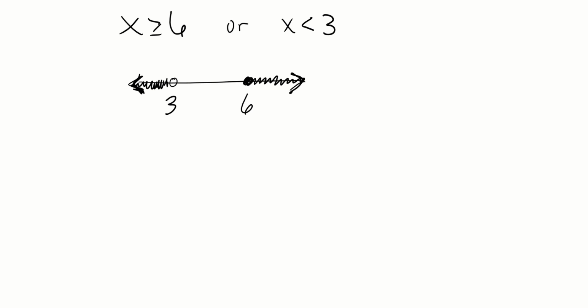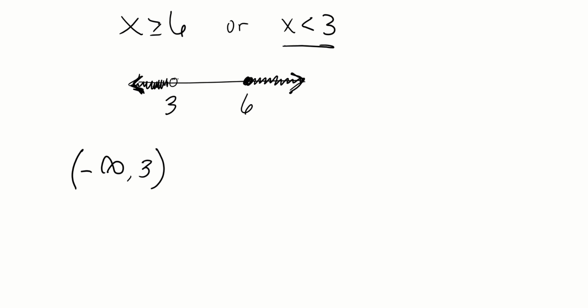Now, to denote this in interval notation, we're going to have to write two different intervals. One for x is less than 3 and one for x is greater than or equal to 6. Let's just look at x is less than 3 in isolation. Remember, this line goes forever, so the lower bound is negative infinity, and the upper bound is 3. Since we can never reach negative infinity, we're going to use a parentheses, and because 3 is not included in our answer, we're going to use a parentheses on this side.